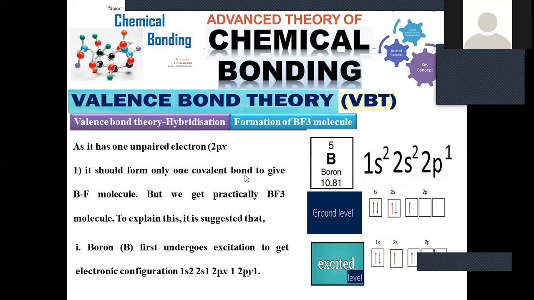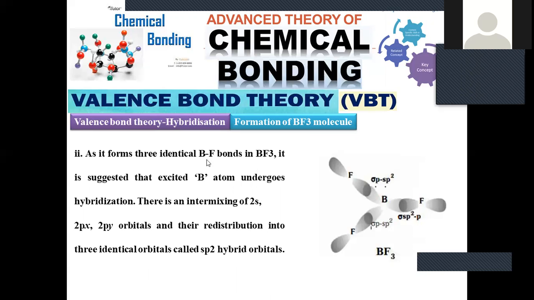Right, in the ground level it should form only one covalent bond to give a boron-fluorine bond. But in practical terms, we already saw that boron is surrounded by 3 fluorine atoms. That's the reason why we excite one of the electrons from this s orbital to this p orbital in this manner, which is called the excited level.